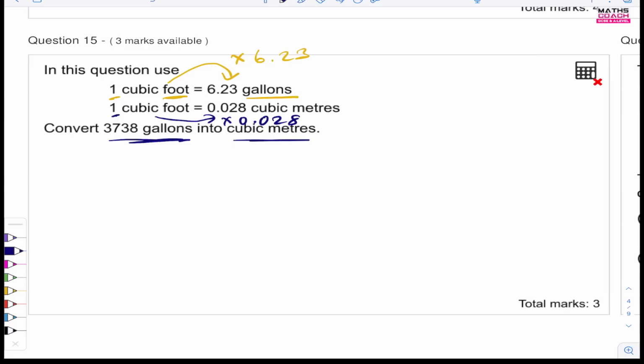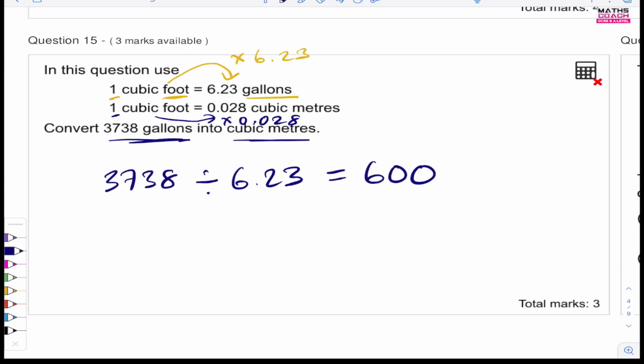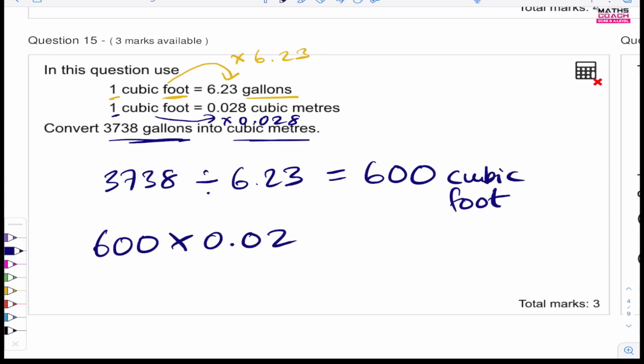So let's go ahead and do that. So 3738 divided by 6.23. Let's put that into our calculator. 3738 divided by 6.23. That gives us 600. So now we are in 600 cubic foot. Now, this cubic foot will go into cubic meters. So we're going to do 600 times by 0.028, and that gives us 16.8 cubic meters.